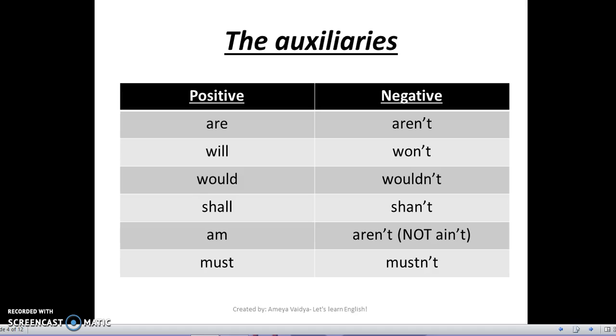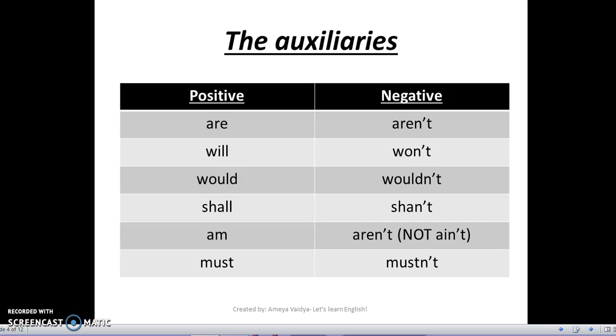Now we'll take a look at auxiliaries and how they appear in the positive and the negative form. Are changes to aren't. Will changes to won't. Now this is a very common mistake most English learners make. Will doesn't change to wouldn't. Okay, will changes to won't, which is will not. Would changes to wouldn't. Bear that in mind. Continue. Shall changes to shan't. That's the form for shall not. Am changes to aren't. Just like are changes to aren't, am also changes to aren't.